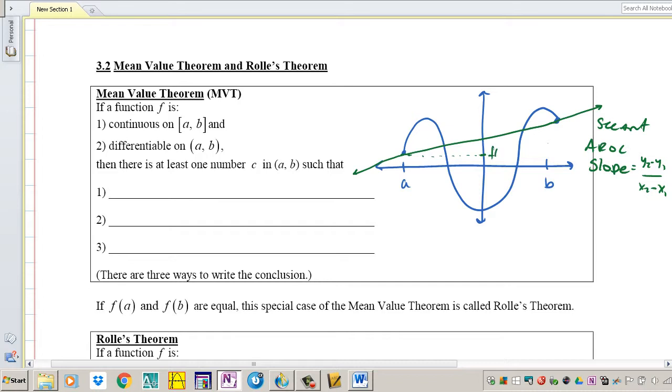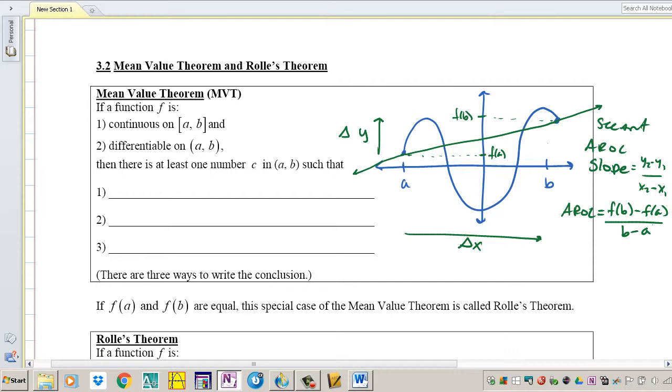If that point is A, then this is f of A. If that point is B, this is f of B. So the slope is defined as the change of the y and over the change of the x. So slope, the average rate of change, is equal to f of b minus f of a all over b minus a. That is just the slope. In calculus, we like to find the instantaneous rate of change.